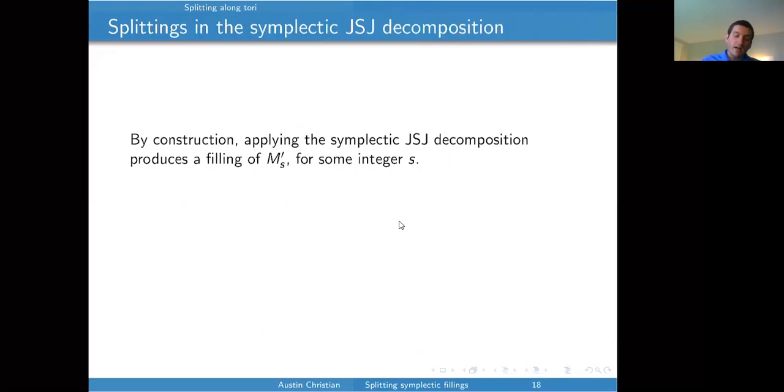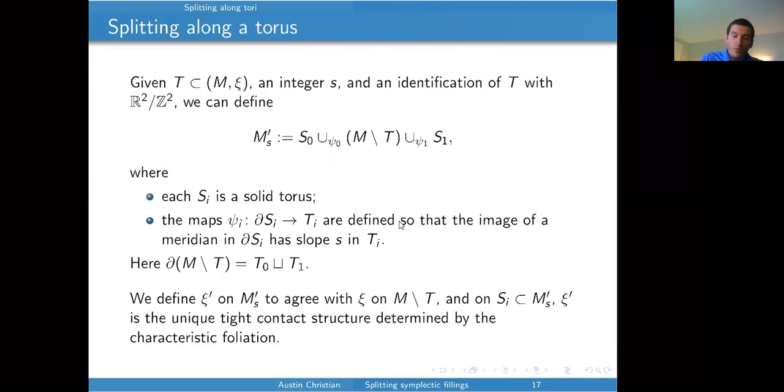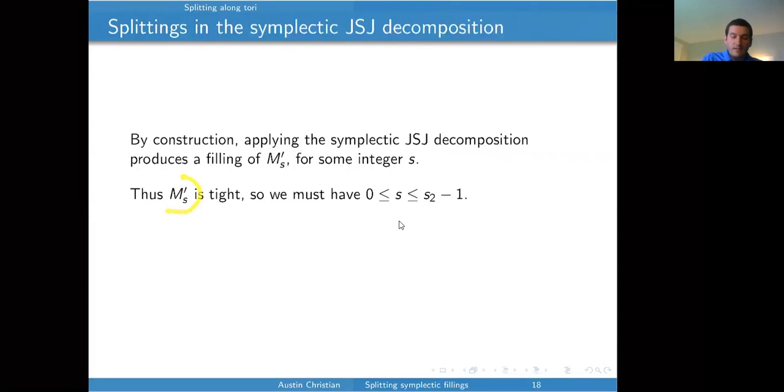So very finally, we point out that when we apply the symplectic JSJ decomposition, by construction, this produces a filling of some contact manifold, which is obtained by splitting along T with some slope S. However, we can check, and this is just an investigation of the contact planes as they traverse this journey from one solid torus across M minus T to the other solid torus, in order for that M sub S prime to be tight, we must have S, the slope with which we split, sitting between 0 and S2 minus 1, where S2 minus 1 is this one slope of a normalized embedding that we can't control. So this gives us the second statement of the theorem, that the slope must be bounded in this region.